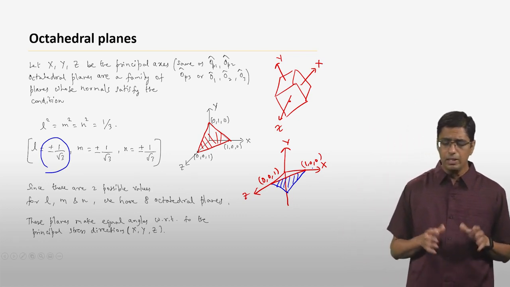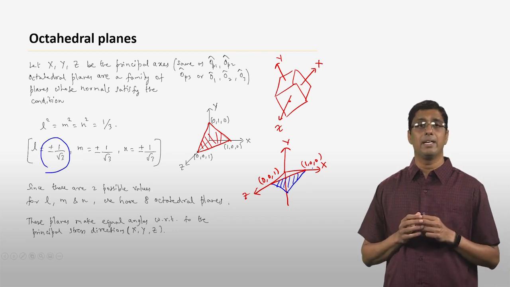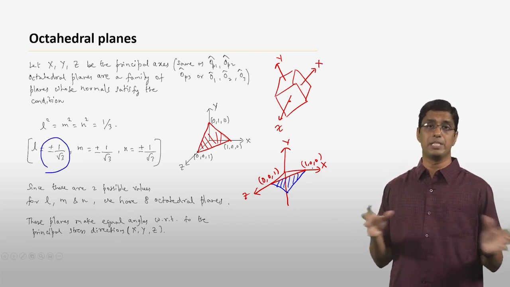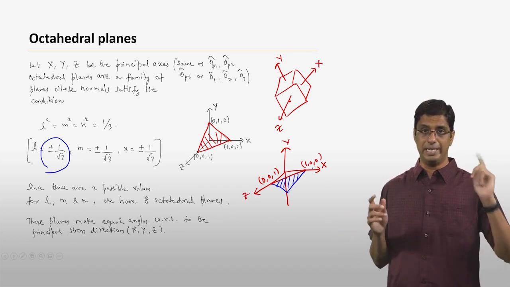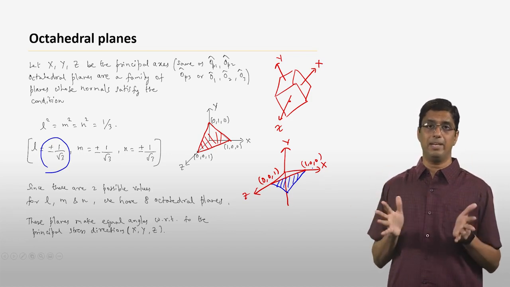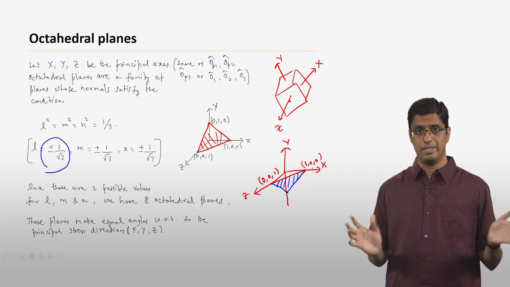The main thing about these planes is that they make equal angles with respect to the principal stress directions x, y, and z. So there are two things to think about. There are 8 of these planes, and all of these planes have the same angles with respect to the x, y, and z axes, which are the principal directions.